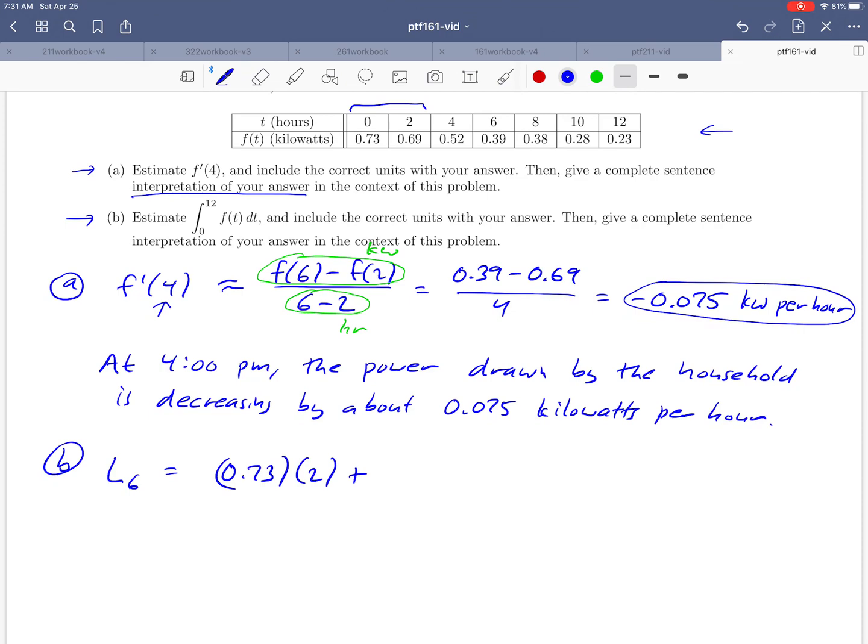Then we'd move on to the second interval, from 2 to 4. The left-hand endpoint there is 0.69, and that's going to get multiplied by a width of 2. You probably remember this process. We're going to continue with this, taking left-hand endpoints times widths until we get to the very last interval.